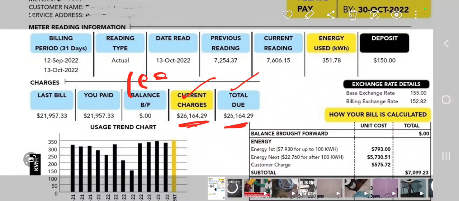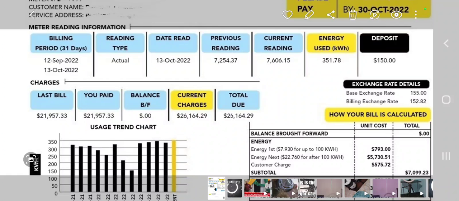So the $100 would add to the current charge, which will give you a total charge of $26,264.29. So the total due is the current charge plus the balance brought forward, if there is any.